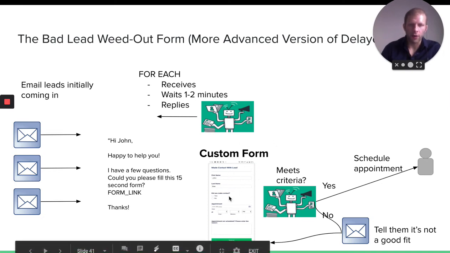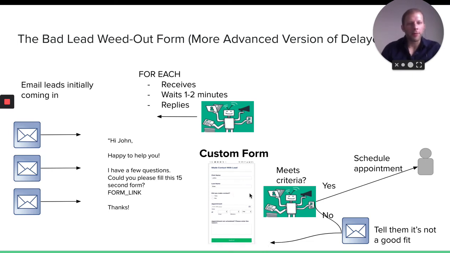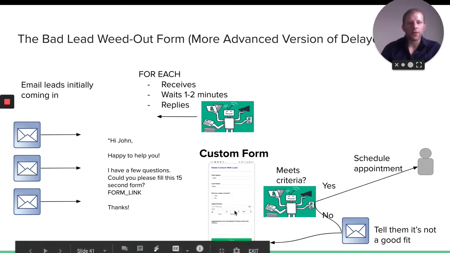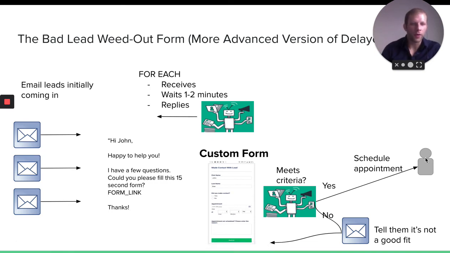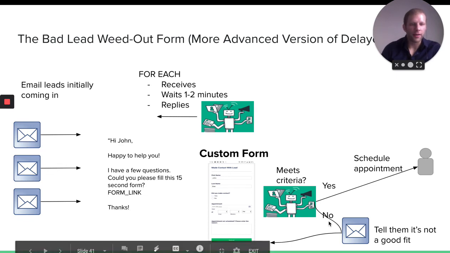There's a custom form here, and basically he'll detect whether or not he meets your criteria, like pets or whatever it might be. And if he does, then he'll directly schedule a time, and it will schedule the appointment with your agent. And if he doesn't meet the criteria, then it will tell him automatically it's not a good fit, and your agent never even has to deal with that person.